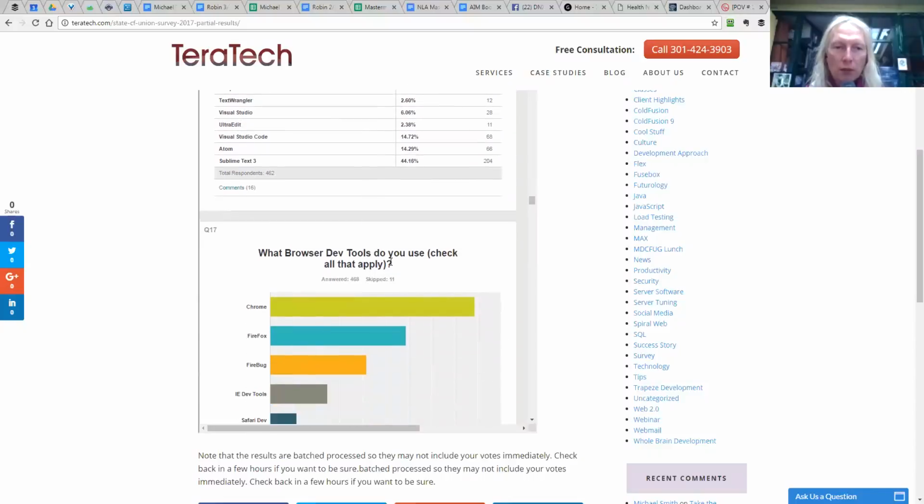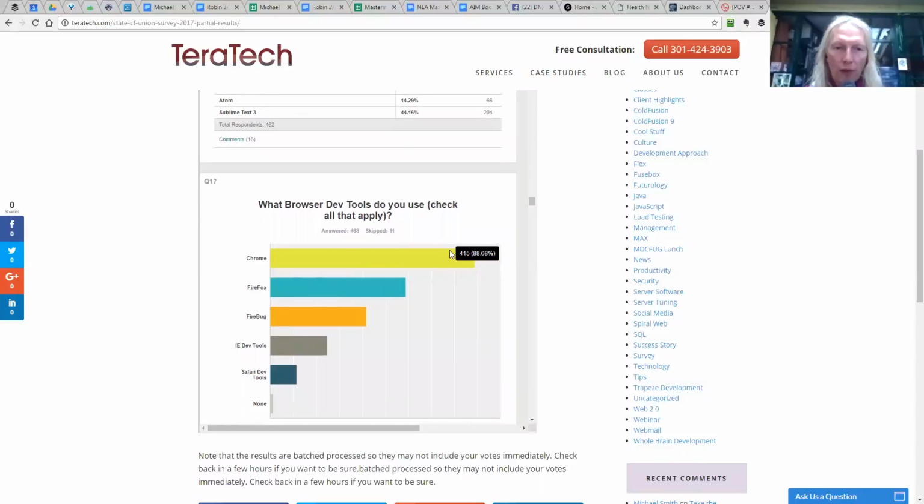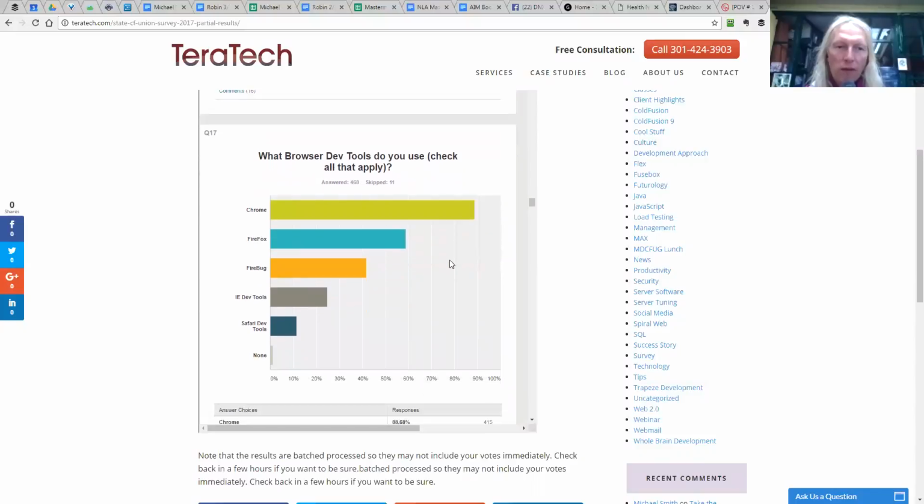Right. So we've looked at IDEs. What about browser dev tools? How do you debug all that HTML and CSS being emitted by your ColdFusion app?